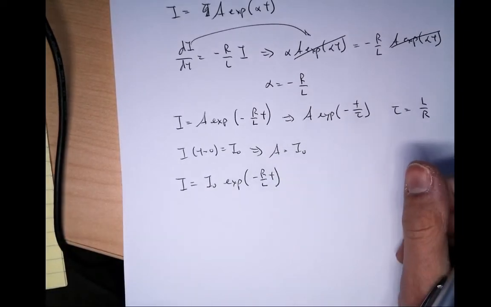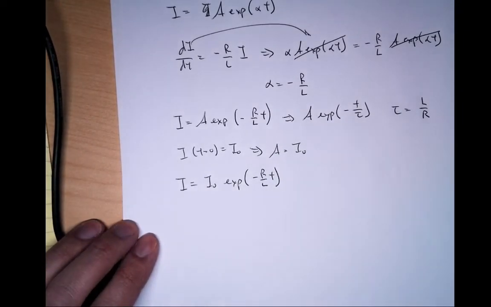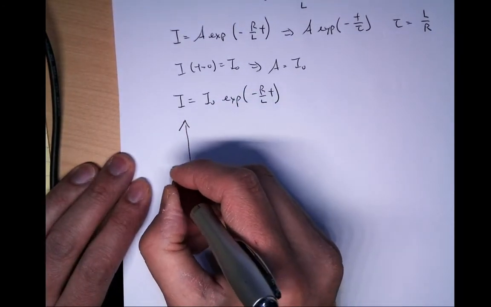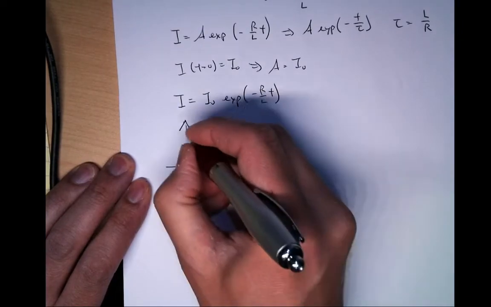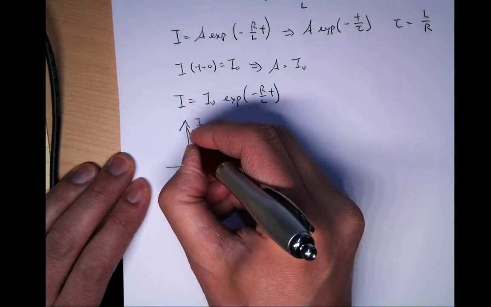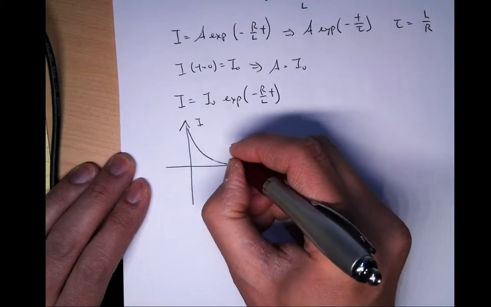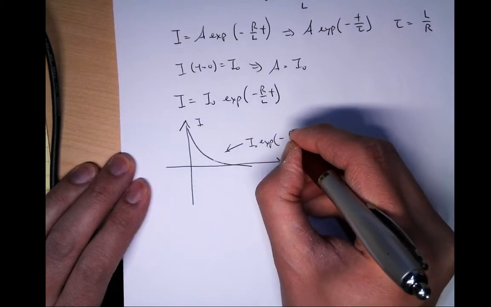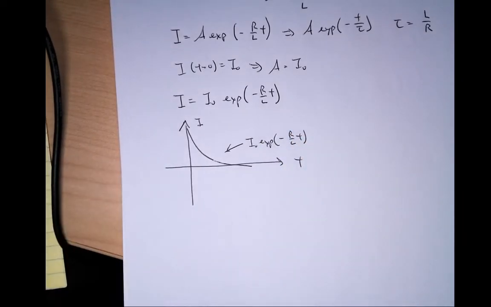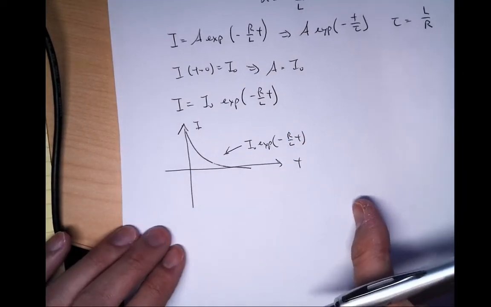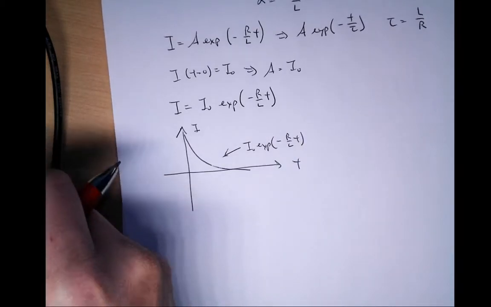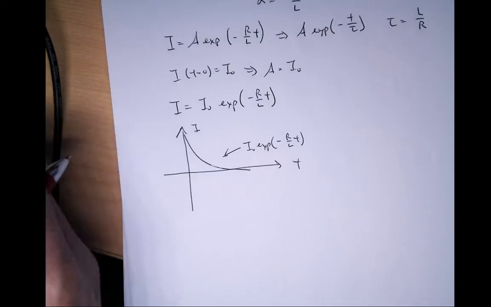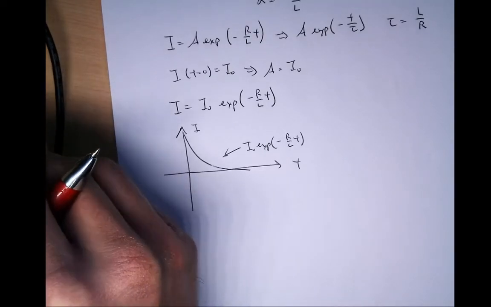All right. So this is basically a discharging inductor. It looks something like this. If I plot t versus I, it just comes down like that with time. And so this is basically I0 exponent minus R over L t.